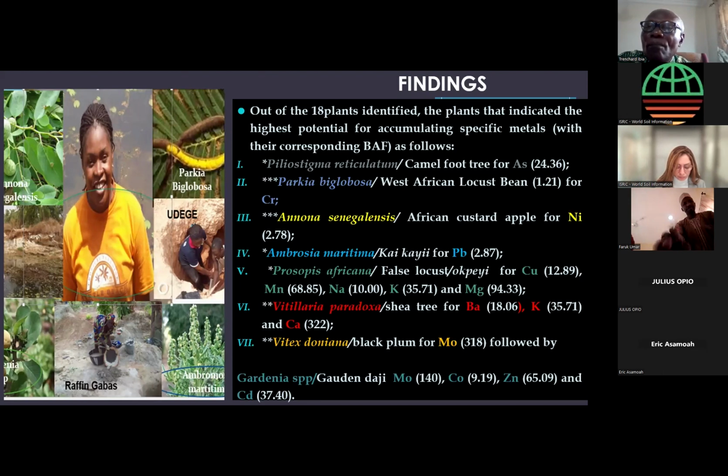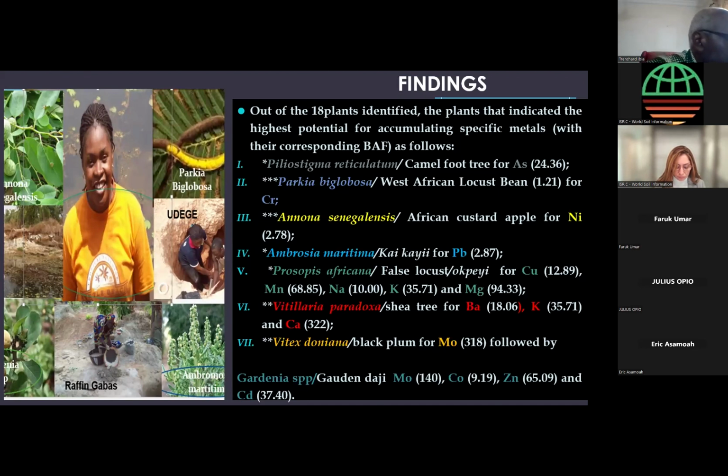The West African locust bean also had a 1.21 value for accumulation of chromium. Then the African custard apple also showed potentials for accumulating nickel. Then we have the Ambromycia maritima, which showed some level of potential for accumulation of lead.